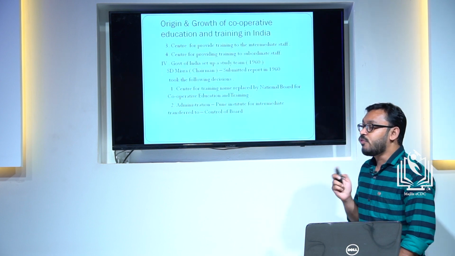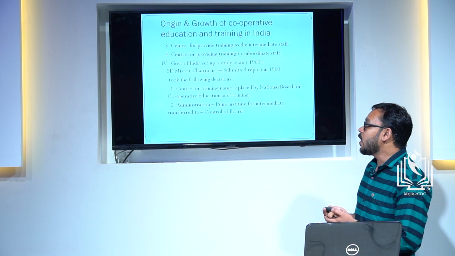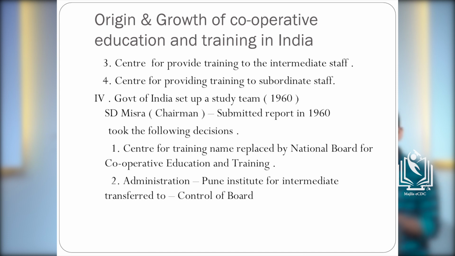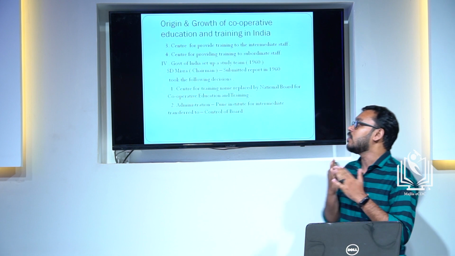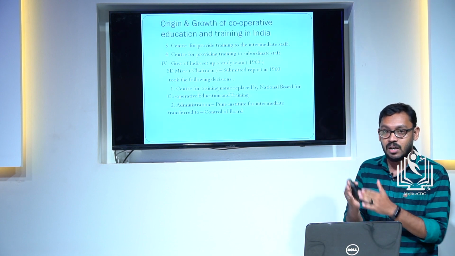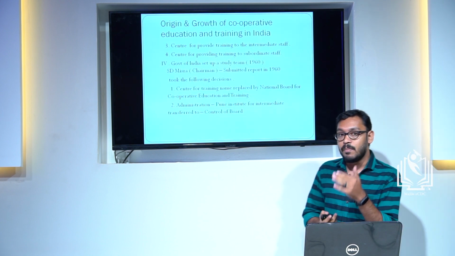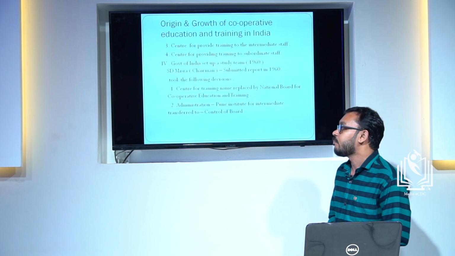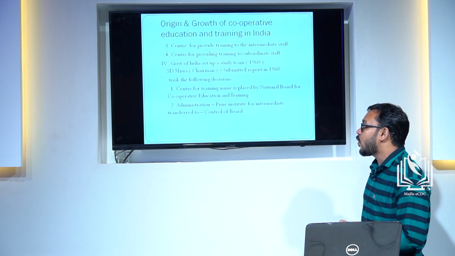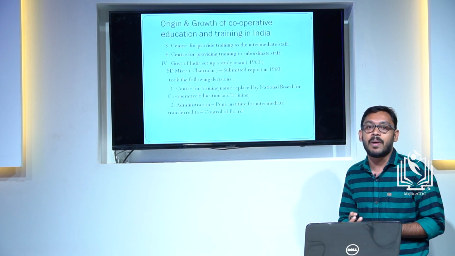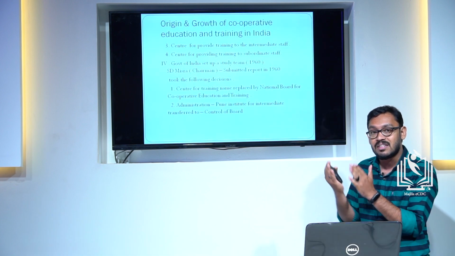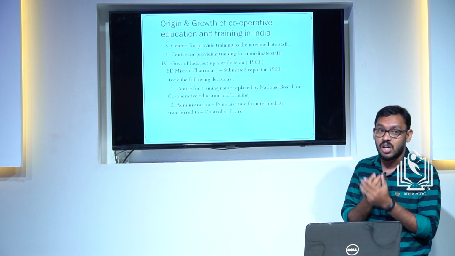And moving to the fourth phase, the Government of India set up a study team in the year 1960, which was headed by S.D. Misra, the chairman of the committee, and they submitted their report in the same year, 1960. The committee took the following decisions. The first is that the Center for Training's name was replaced by the National Board for Cooperative Education and Training. In the third phase, we already talked about the Pune National Training Center, which changed its name to National Institute.